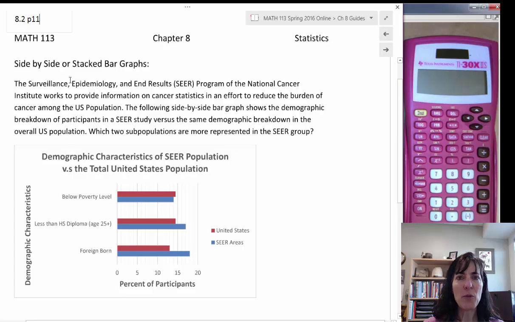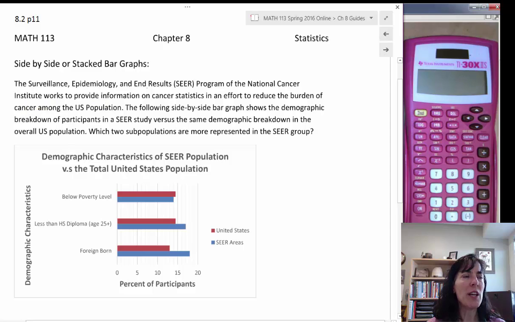We also have a type of graph called a side-by-side or a stacked bar graph. This one is a side-by-side, and it's showing right together the red and the blue bars, and those are for United States is the red bar, and blue is the SEER areas. Let's find out what that means.